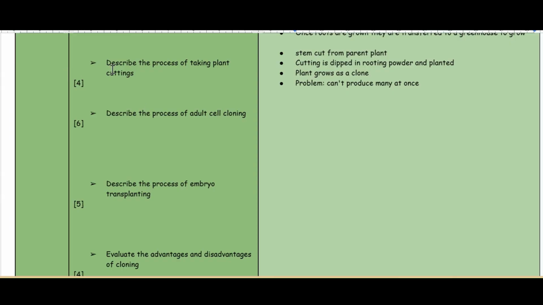Okay, describe the process of adult cell cloning.